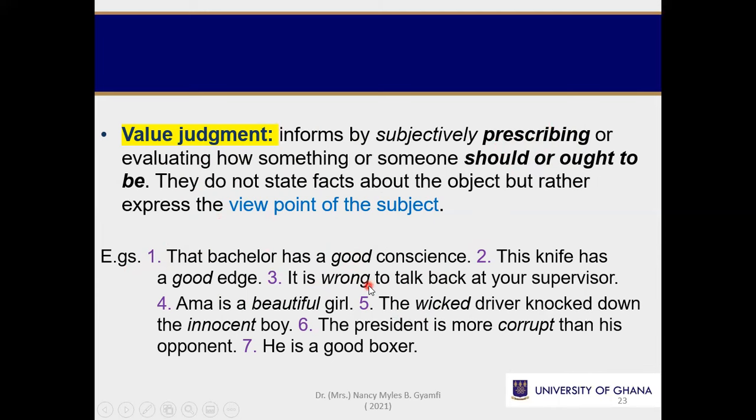This is a value judgment. It is wrong to talk back at your supervisor. The use of wrong makes it a value judgment. Amma is a beautiful girl. The wicked driver knocked down the innocent boy. This is a value judgment.